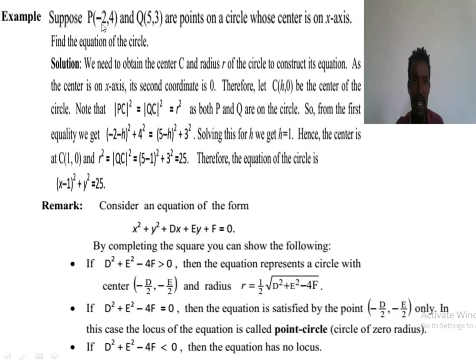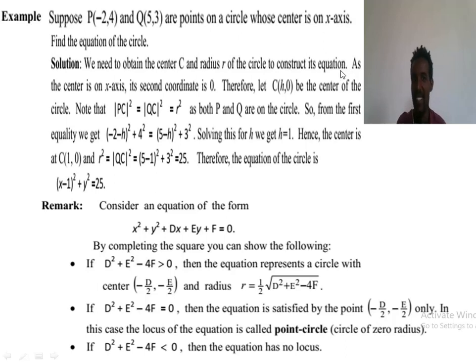Another example. Suppose the points P(-2, 4) and Q(5, 3) are points on a circle whose center is on the x-axis. Here we have 2 points P and Q, and the center is on the x-axis. So we'll find the equation of the circle. To find the equation of a circle, first we need to find the radius r and the center. As a solution we need to obtain the center C and radius r of the circle to construct its equation.